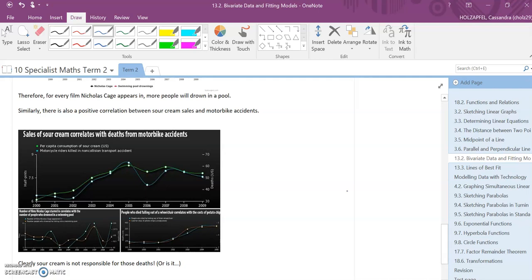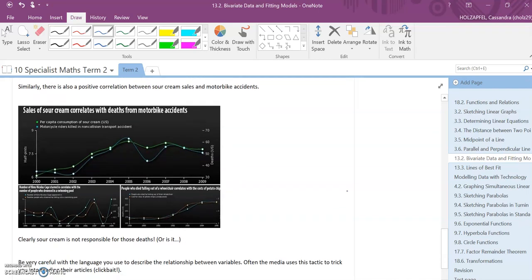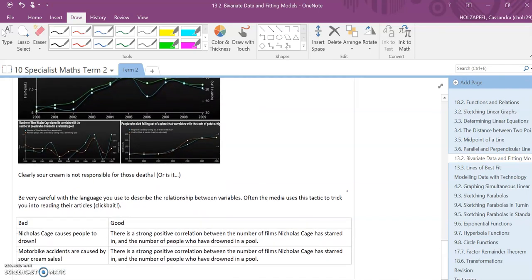But it doesn't usually make sense to say that, you know, the number of sales of sour cream causes motorbike accidents. And similarly, the motorbike accidents are not causing sour cream sales, unless people are eating because they're sad from all their friends and family dying in a motorbike accident. Anyway, so there's a whole bunch of these online. If you go up and look on correlation versus causation, there's a whole bunch of funny memes. Go check them out.